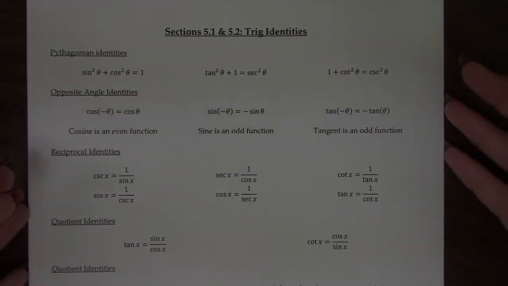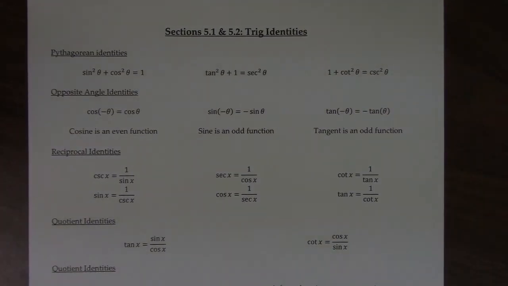So sections 5.1 and 5.2. 5.1 is identities, and 5.2 is the sum difference formulas. I've combined them into one section because they overlap a lot. Sometimes to solve identities or to verify identities, we need the sum difference formula.